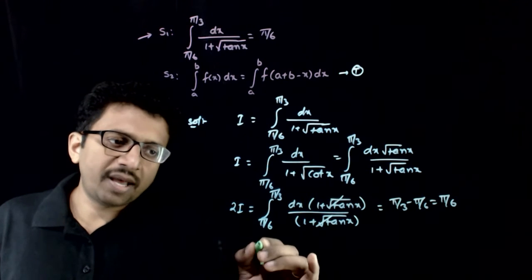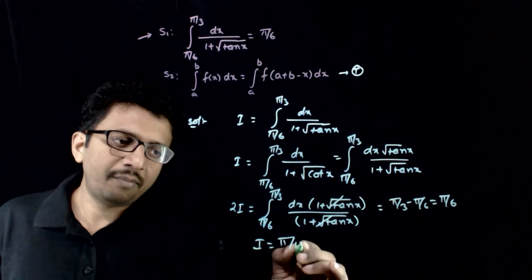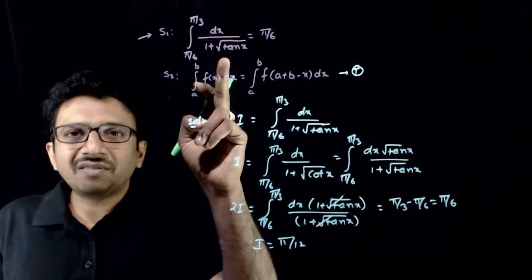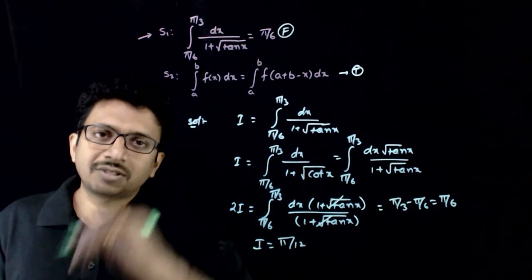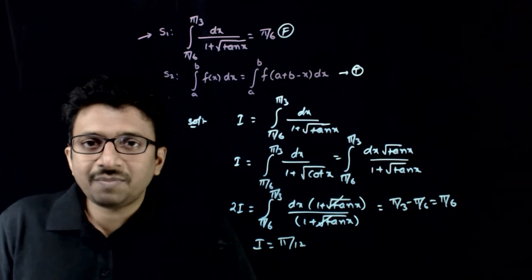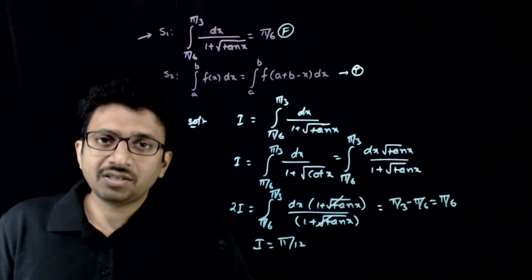So 2I is equal to pi by 6. This implies I is equal to pi by 12. So the integration of this is equal to pi by 12, not pi by 6. So this statement is false. So the answer should be: the first statement is false and the second statement is true.